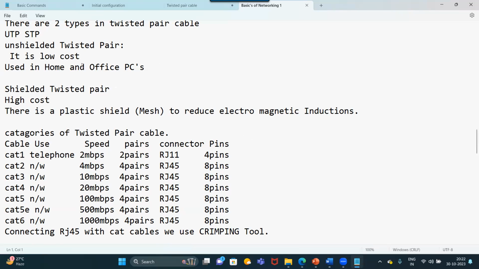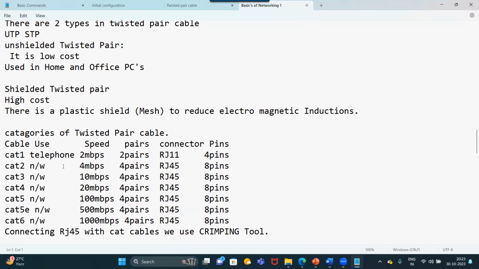So, unshielded twisted pair and shielded twisted pair. In shielded twisted pair, there is a plastic shield, which we call mesh, to reduce electromagnetic inductions. Okay, in cables we have categories. In twisted pair cable, we have categories like Cat1, Cat2, Cat3, Cat4, Cat5, Cat5e. Cat1 cable is used for telephone, black color wires. So those are telephone wires. Cat2 to Cat6 are used for networking connection, but at present Cat2 and Cat3 we are also using for network connectivity. The difference between these cables is speed. Data transfer rate speed is different.